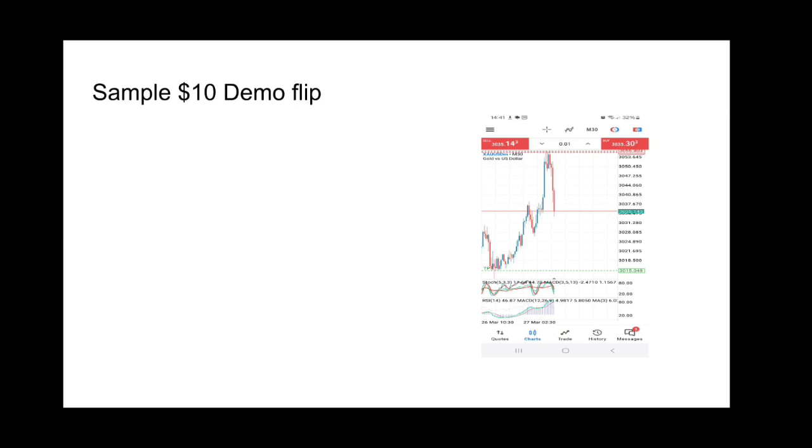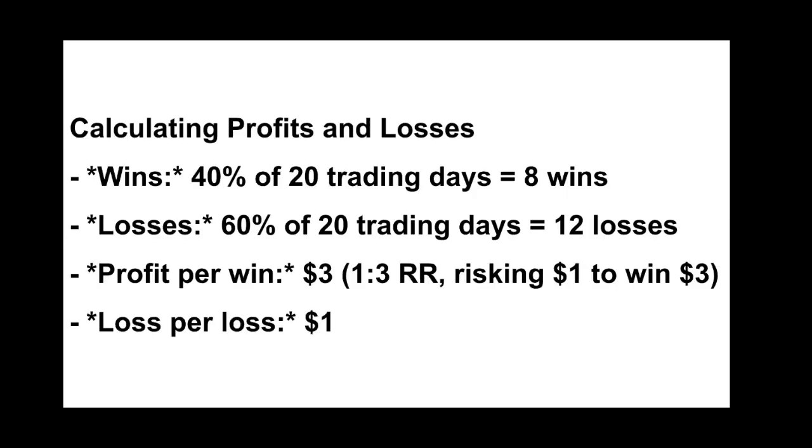Do we get? So now the profit per win will be $3 because you are doing 1 to 3 and you are risking $1 to win $3 from the market. So loss per loss is $1. That is when you lose $1. When you win or you run into profit, you are making $3. So see the sample demo flip I showed you earlier, you would see that on that time frame, it was actually a sniper entry. Here usually is a sniper entry.